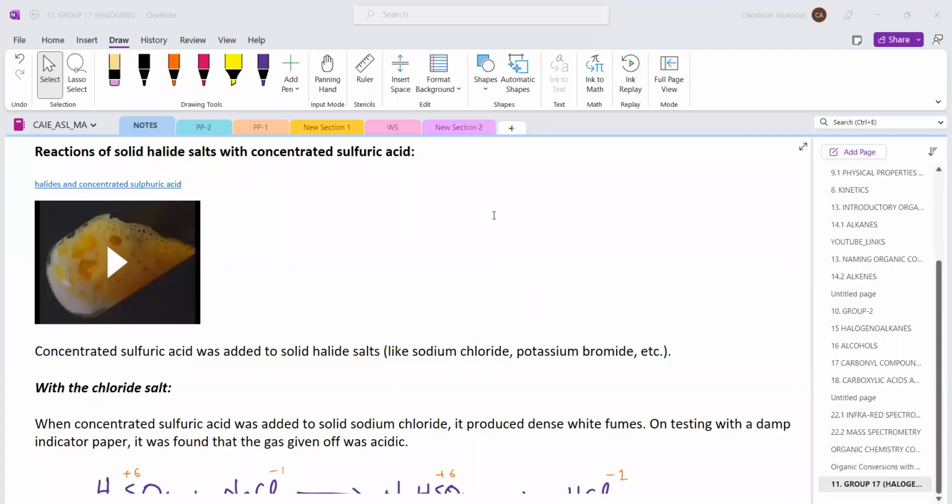Hello and welcome to part 4 of this lecture on group 17 elements, the halogens. The next one that we're going to talk about is the reactions of solid halides with concentrated sulfuric acid.